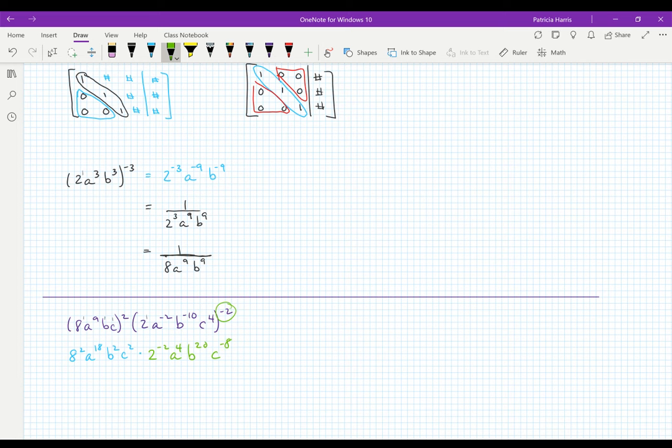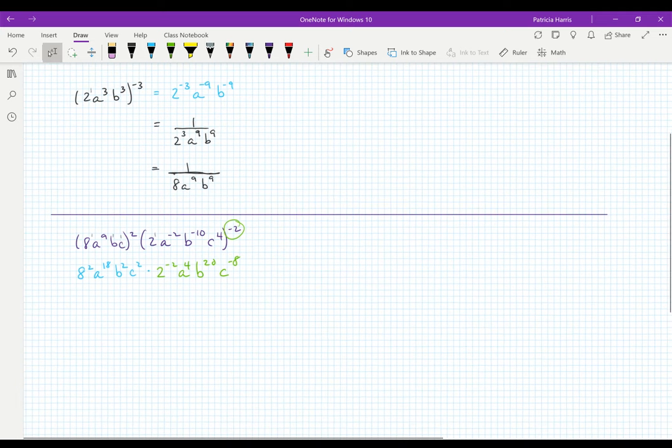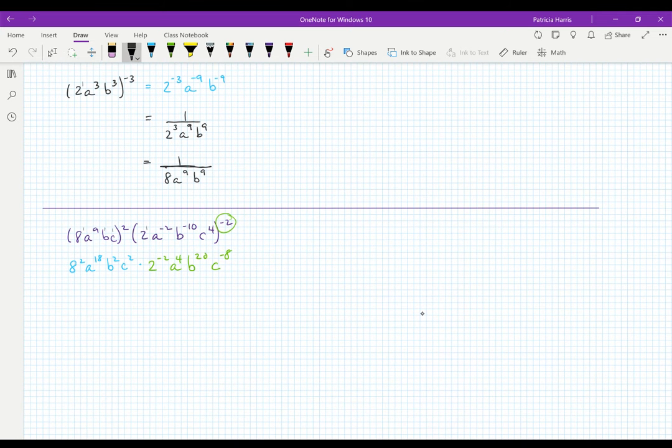Okay, so now we're going to look around and try to combine exponents if we can. So what I'm going to go ahead and do is hold off on dealing with the numbers for now. So I'm just going to keep that 8 squared. Now I'm going to take a look at my base A's. So I have 18 plus 4, that's 22. B, that's 22, 20 plus 2. Okay, then C, 2 and negative 8 would be negative 6. And then I have my 2 to the negative 2.